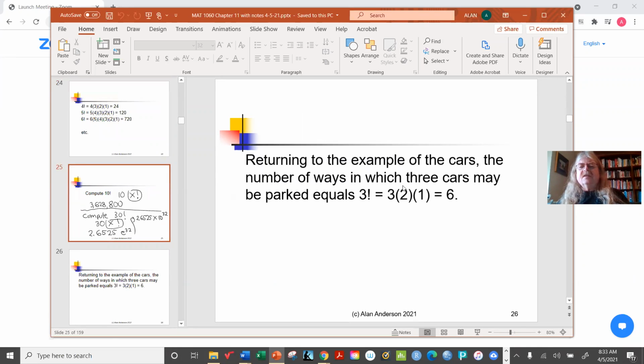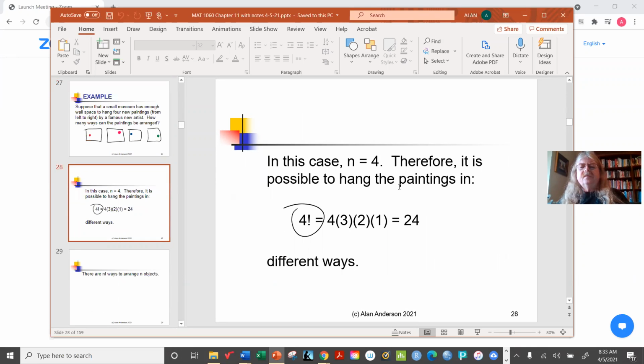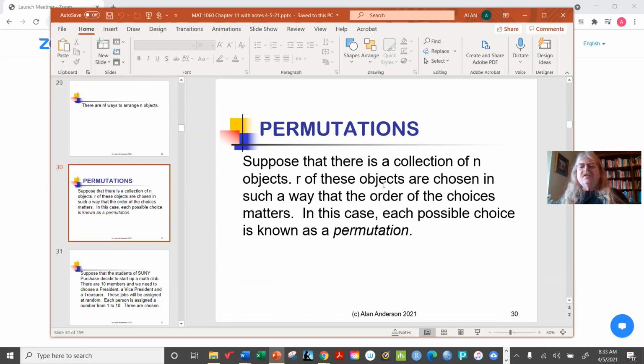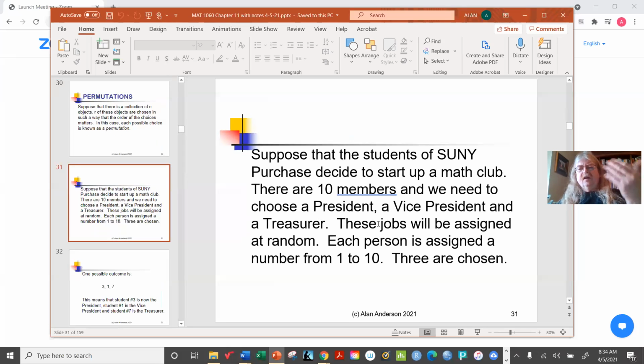We also introduced the concept of permutations. And with permutations, we're actually selecting objects from a larger group, but we're doing it in such a way that the order of choice matters. There's some reason why the order of the selections makes a difference. So, for example, when we're looking at the case of the math club, we needed to pick 3 members out of 10 to fill the presidency, the vice presidency, and the treasurer position.